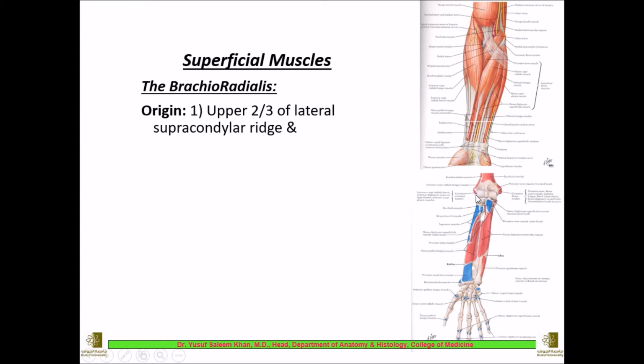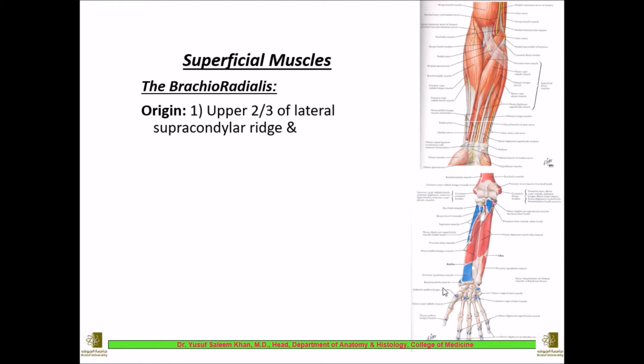Here below will be the condyle, and this is the lateral epicondyle of the humerus. Above the lateral epicondyle of the humerus, this lateral border is called the supracondylar ridge. So this muscle will be taking origin from the upper two-thirds of this lateral supracondylar ridge, and the lower one-third is for the extensor carpi radialis longus, which will be the next muscle taking origin from the lower one-third.